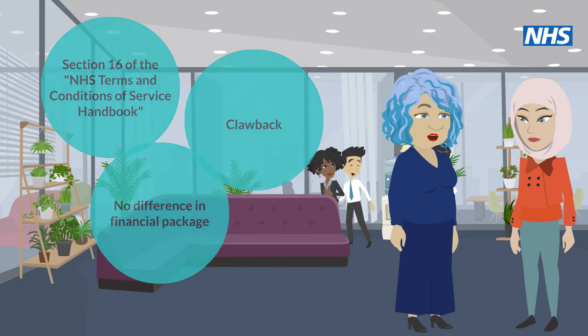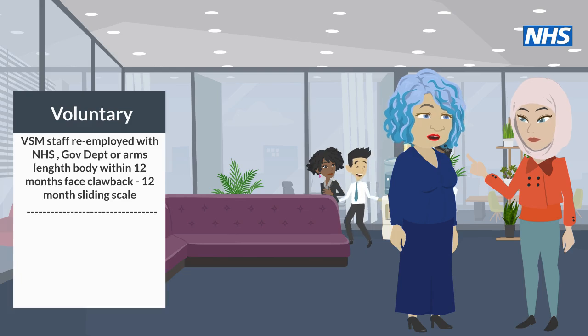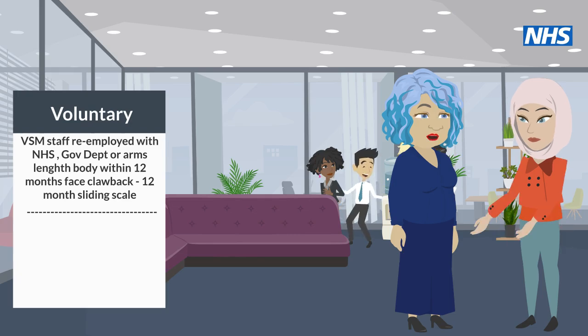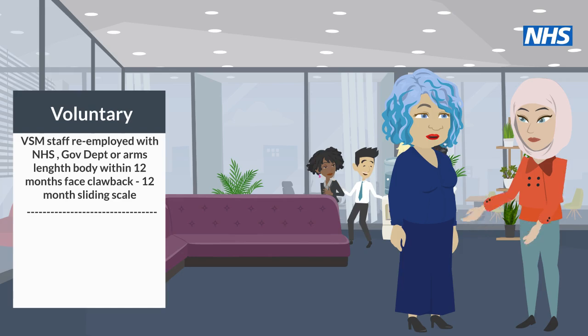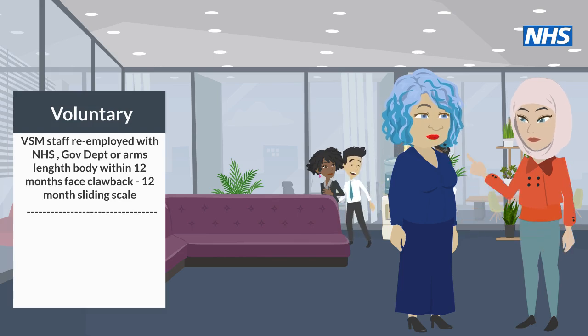Under voluntary redundancy terms, very senior managers or VSM staff who leave on VR and are re-employed with an NHS employer, government department or an arm's-length body within 12 months of the end of their current employment with the NHS, will be required to repay some, or all, of any redundancy payment depending on when that employment starts. This will be on a sliding scale over a 12-month period.